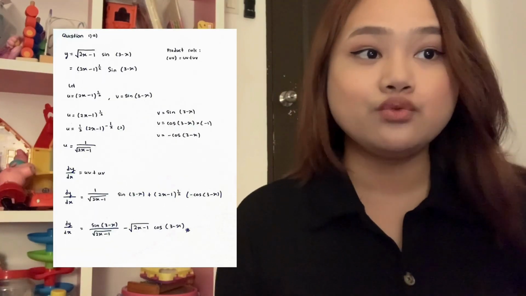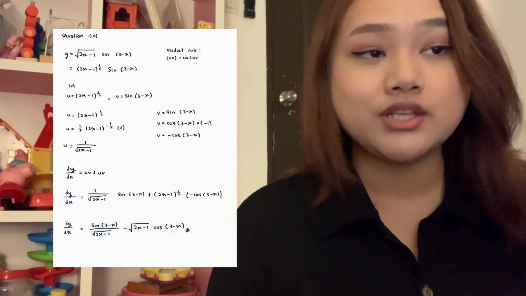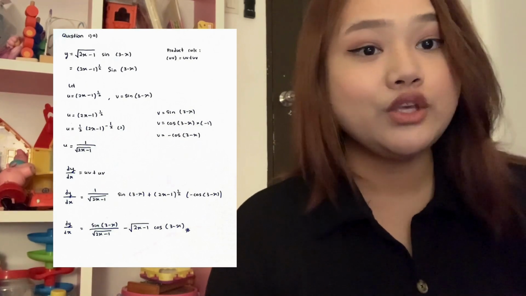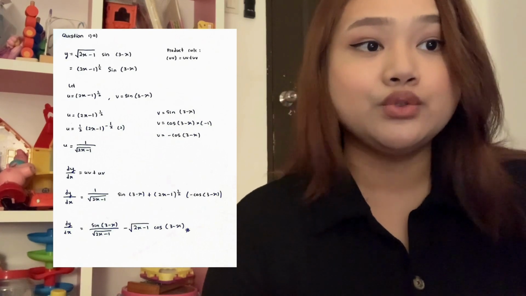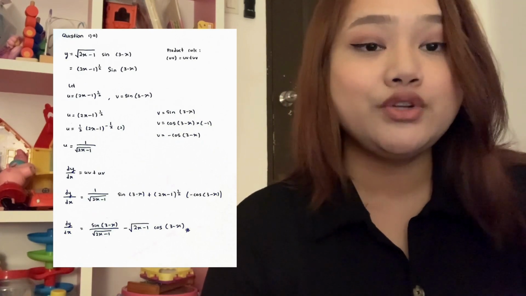So first, you need to rewrite the square root. y equals (2x minus 1) to the power of 1/2 times sin(3 minus x). And then we will use the product rule. Let u equal (2x minus 1) to the power of 1/2, and then v equal sin(3 minus x).